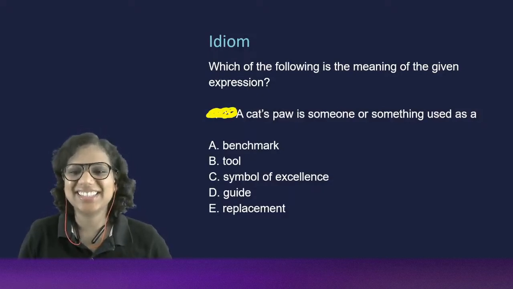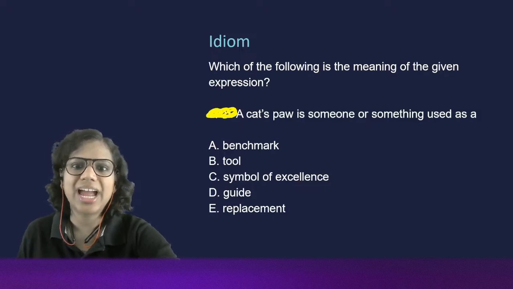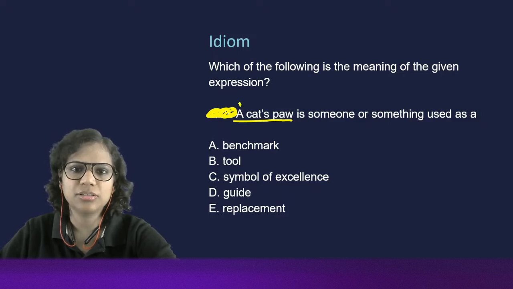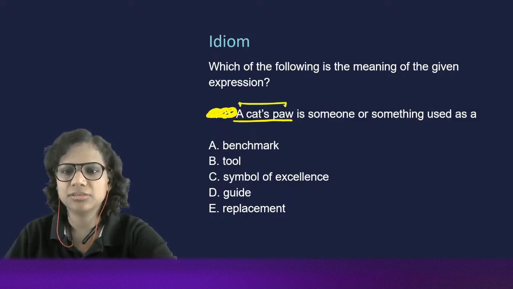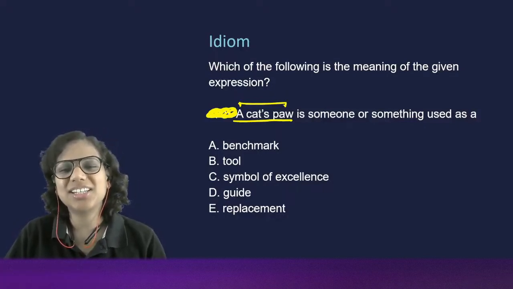Dormant genes, yes. So Tirthya says D. Others, a cat's paw. This is the expression. Is someone or something used as a symbol of excellence? Okay. So usually, the idioms associated with a cat.